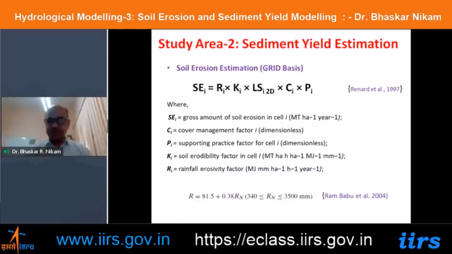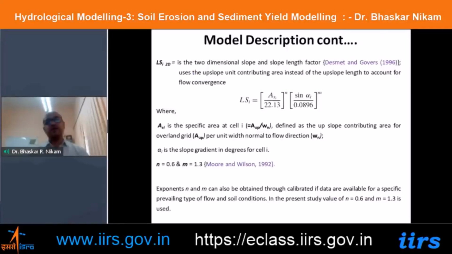Now how do we do that? This is how we calculate this LS factor. LS is equal to the specific area A multiplied by 22.13, then sine of slope raised to n, which is also a constant. What is the specific area? The specific area is the upslope area divided by the length perpendicular to the flow, so you can say overland grade per unit width normal to flow direction.